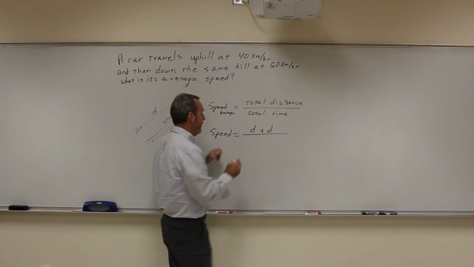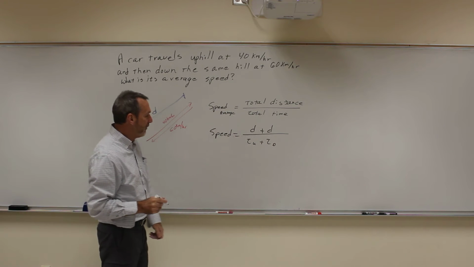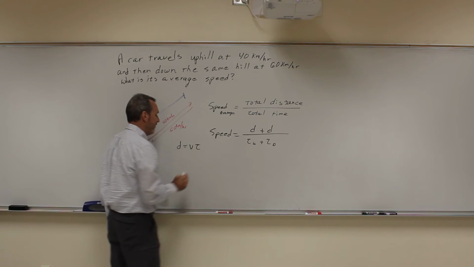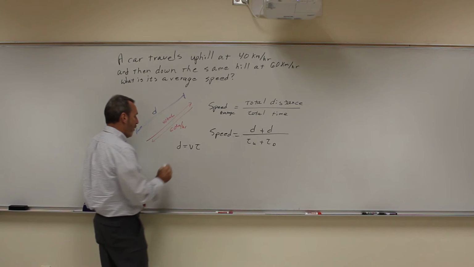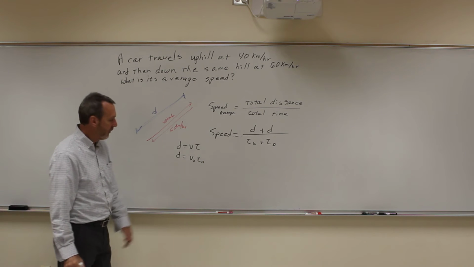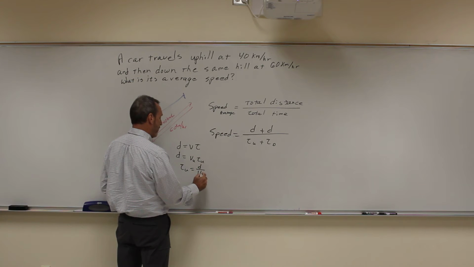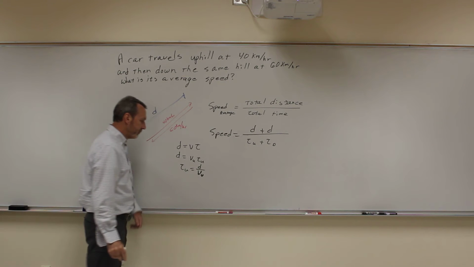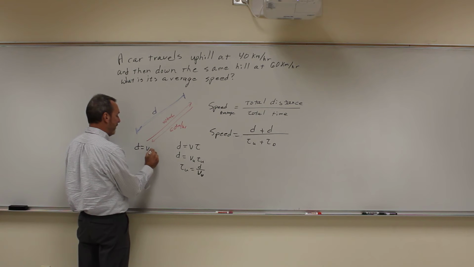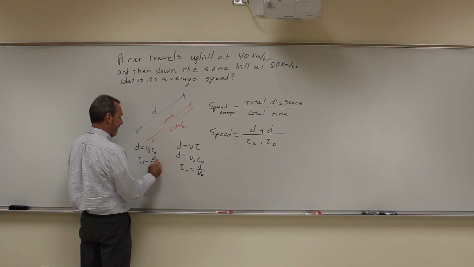Now the total time is the time uphill plus the time going downhill. So how do we figure it out? Well, we know that they're going constant velocity. So if they're going constant velocity, we can use distance is equal to velocity times time. Or we can say that the distance is equal to velocity uphill times the time to go uphill. I'm going to solve that for the time to go uphill, and I'm going to give that as just d over velocity uphill. And the same thing for downhill. It's just going to be velocity downhill times time going downhill. Or the time downhill is just the distance over the velocity downhill.